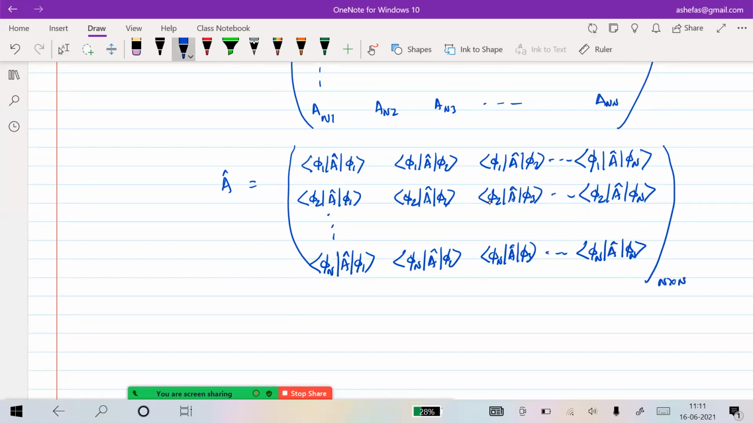So in n dimensional vector space, the operator is represented by the n by n matrix in discrete basis, and the basis vectors are phi 1, phi 2, phi 3, etc. And the elements would be the inner products. So you have to sandwich the operator between phi 1 and phi 1, that will give the first row, first column element, and the first row, second column element would be the inner product phi 1 A phi 2, etc. And you can get the complete matrix of the operator, and we can represent an operator in the matrix form.